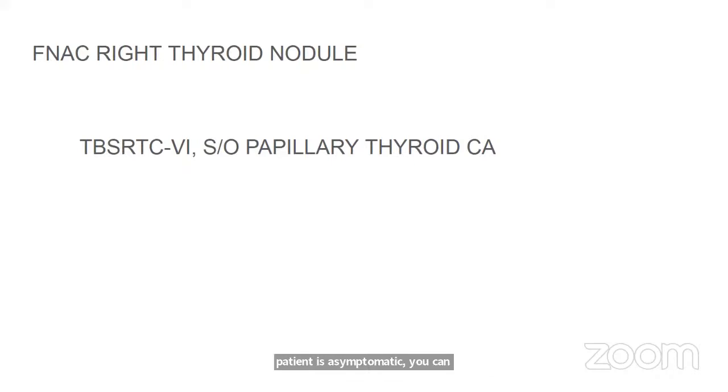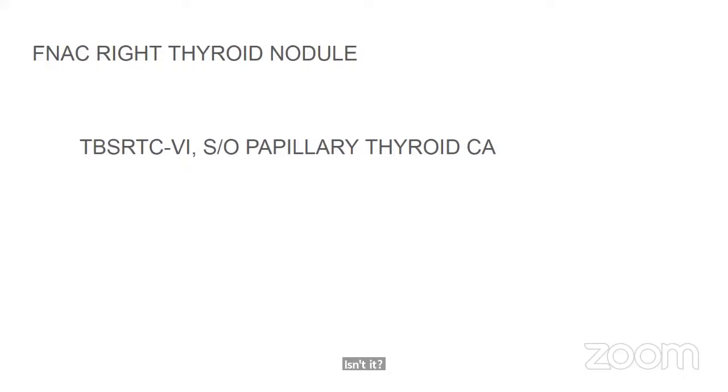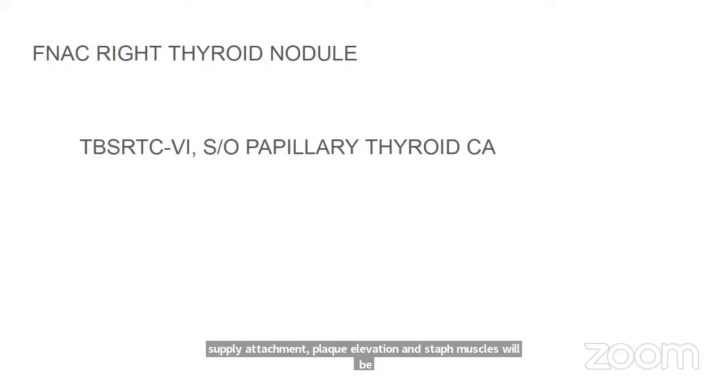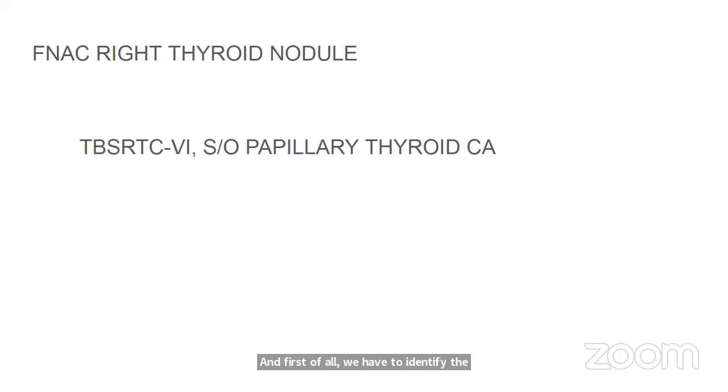Now coming to the case, you are doing a total thyroidectomy, isn't it? What approach will you use? Conventional total thyroidectomy. What are the steps? First, a lower skin crease incision, then subplatysmal flap elevation, and the strap muscles are separated in the midline and retracted, exposing the thyroid gland. First we identify the middle thyroid vein and ligate it. Then the superior pole and inferior pole are ligated close to the gland, preserving the recurrent laryngeal nerve, the external branch of the superior laryngeal nerve, and the parathyroid glands.